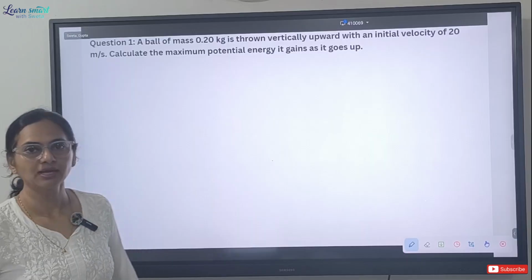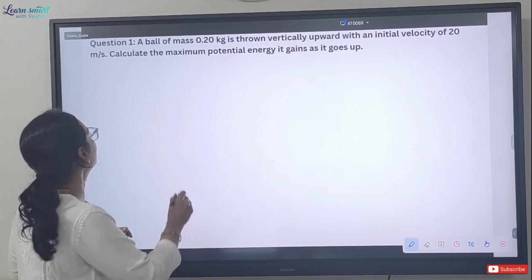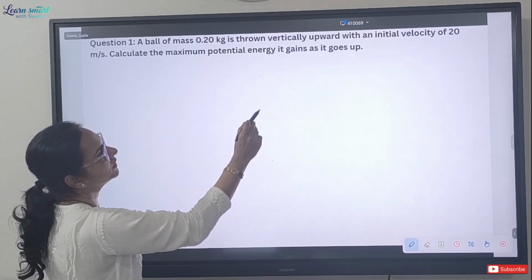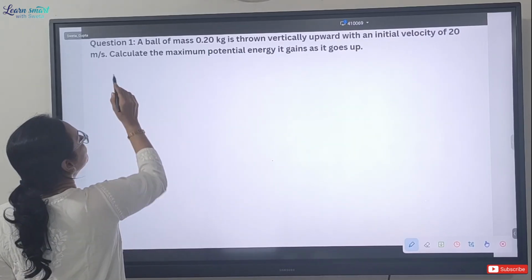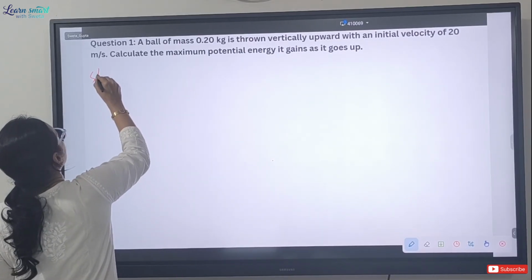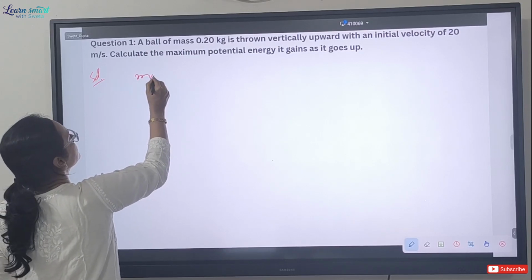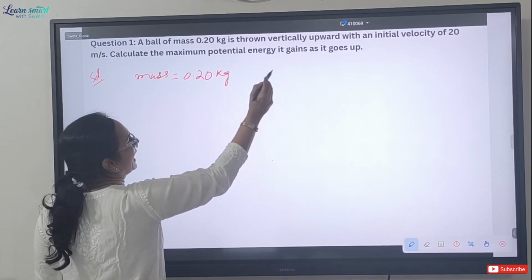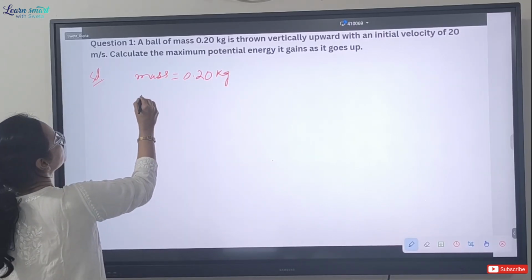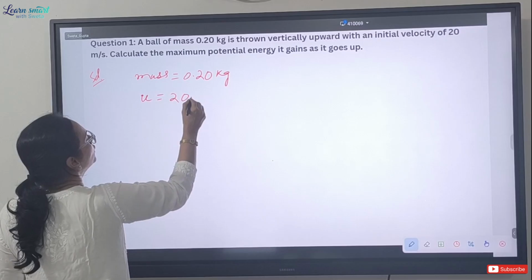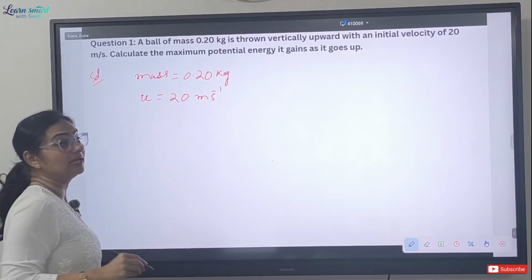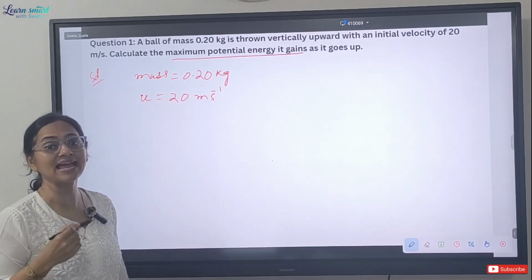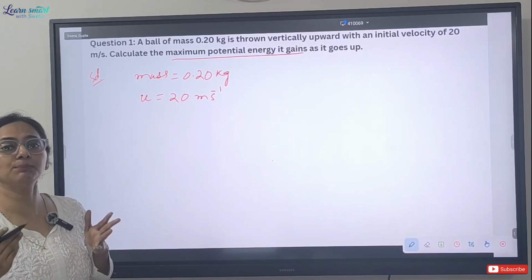So let's begin. Let's look at question number 1. A ball of mass 0.20 kg is thrown vertically upward with an initial velocity of 20 meters per second. So there is a ball. Mass of the ball is how much? 0.20 kg. And initial velocity is 20 meters per second. So we can write U is equal to 20 meters per second. They are asking, calculate the maximum potential energy it gains as it goes up. So we have to calculate the potential energy.